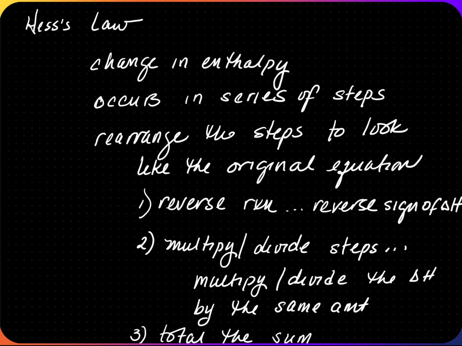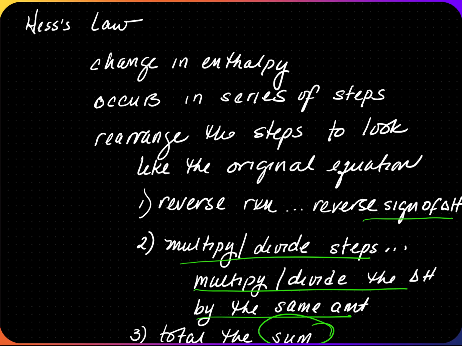Hess's law is a change in enthalpy. Instead of occurring in one step, it occurs in a series of steps. So that means 2 or more. What you do is you rearrange the steps to look like the original equation. When you reverse the reaction, you need to reverse the sign of delta H. If you multiply and divide one of the steps, you must multiply and divide the delta H by the same amount. And at the end, you total all the sum, and that will be your enthalpy change for the reaction.